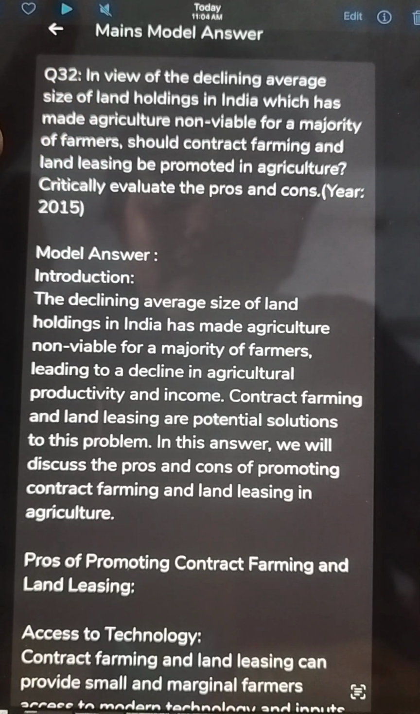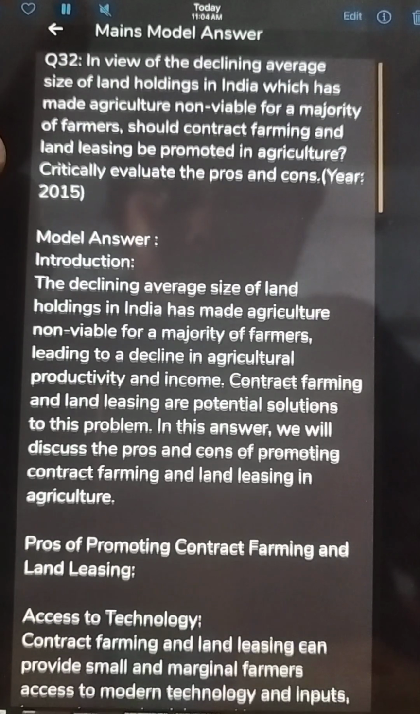The declining average size of land holdings in India has made agriculture non-viable for a majority of farmers, leading to a decline in agriculture productivity and income. Contract farming and land leasing are potential solutions to this problem. In this answer, we will discuss the pros and cons of promoting contract farming and land leasing in agriculture.